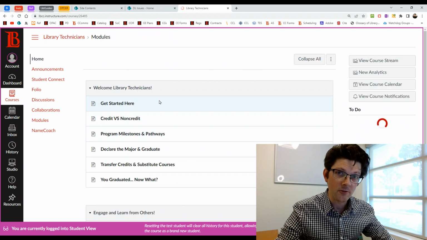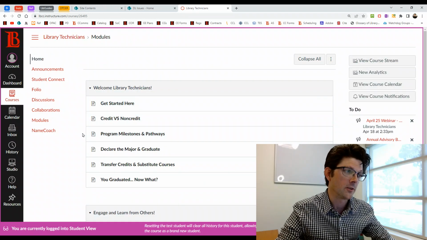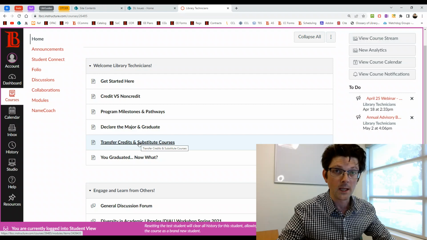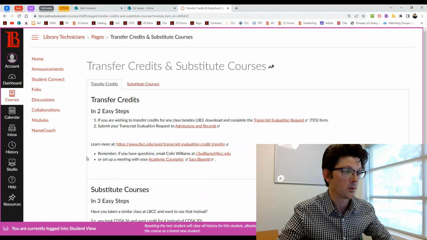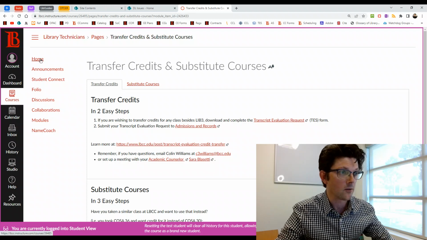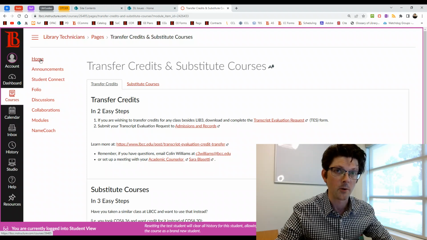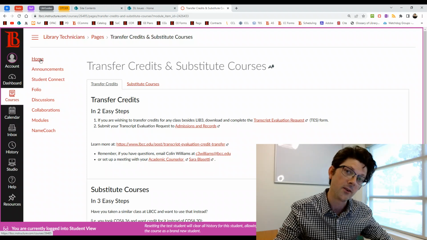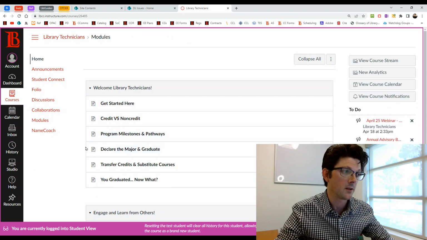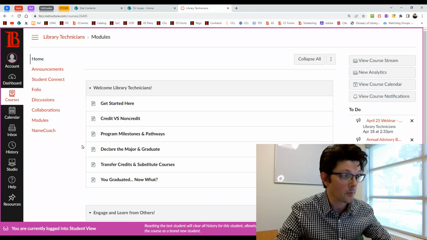Declaring the major and applying for graduation are really important for you because they help you close the loop on your education. And they're really important for us because we get a better idea of how many people are actually in the program. Transferring credits and substituting credits is very easy to do as well. Just stay in touch with me throughout that process if you want to bring over classes from Cal State, or if you took a class like at Pasadena City College and you want that to count for one of the classes here at LBCC in our library technician program.